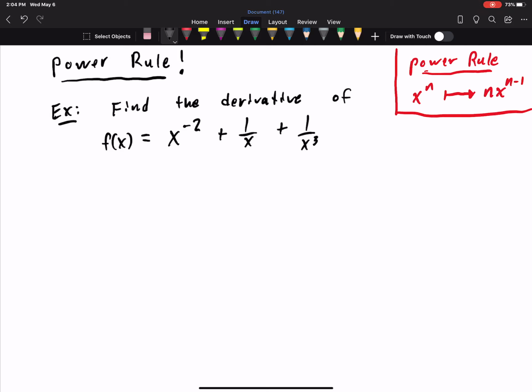So how do we handle deriving functions with x's in denominators? Turns out, once you know what to do, it works exactly the same way as any other power rule problem. Just takes a little bit of algebraic manipulation, just like with radicals. Okay, so let's take a look at this first.